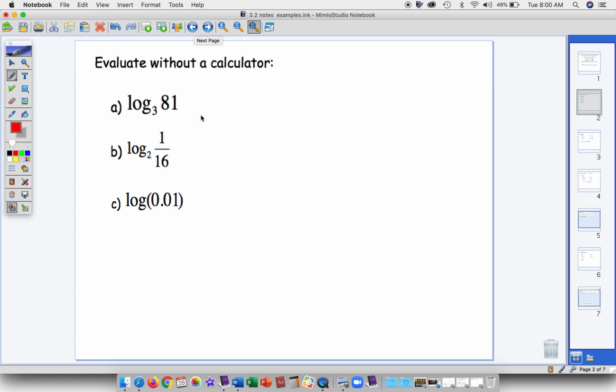So if you're asked to evaluate a log, here I have log base 3 of 81. So what's going through my mind is 3 to what power equals 81. And that means that it would be 4, because 3 to the 4th is 81. When I see this one, I'm thinking 2 to what power is equal to 1/16. Now, because this is a fraction, I know it's going to be a negative power. So I'm thinking, 2 to what power is 16? It's 2 to the 4th. So in this case, it's the negative 4th to make it reciprocate.